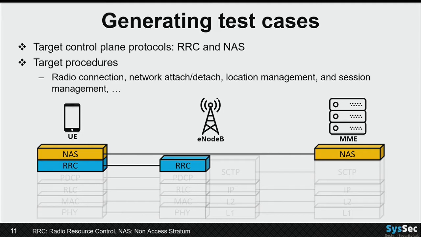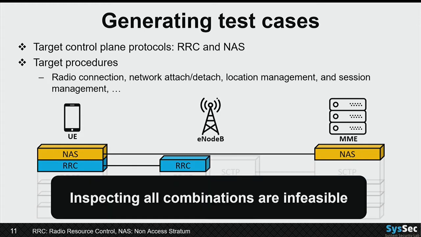The simplest way to test RRC and NAS protocols is testing all the possible messages and field values of them. However, there are a number of message types and variations and even options. Therefore, inspecting all the combinations of that protocol is practically infeasible.